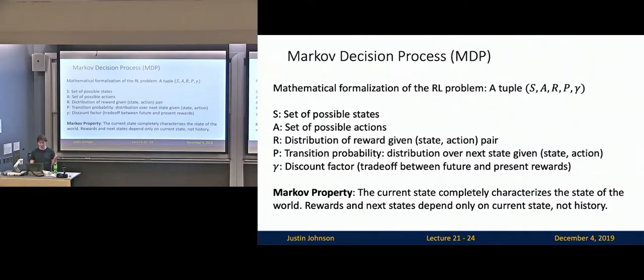There's a function r which gives us a distribution of rewards that we could possibly be given for every state and action pair. So this is now a parameterized family of distributions of rewards in every state-action pair. There's a transition probability that tells us how likely the environment is to transition to different states as a function of the current state and the action we took in that state.